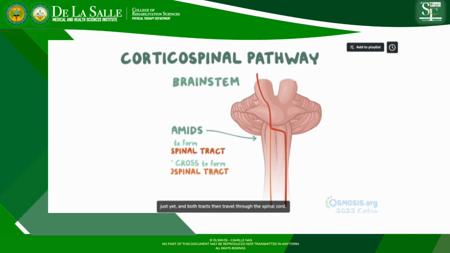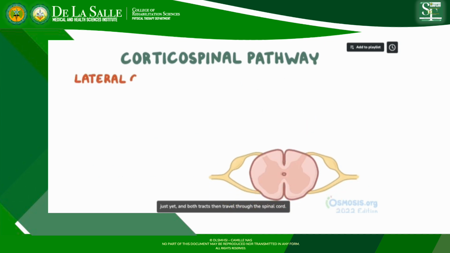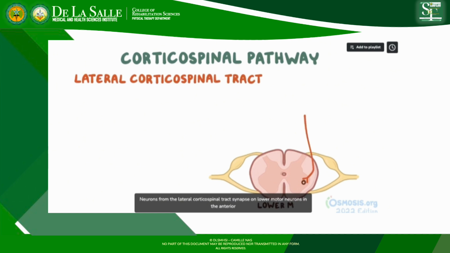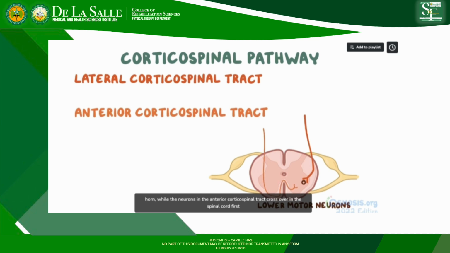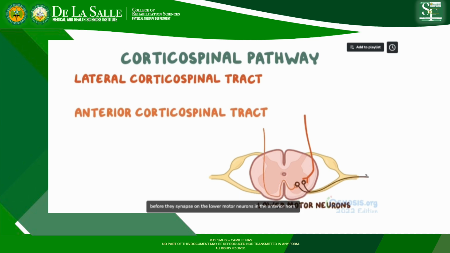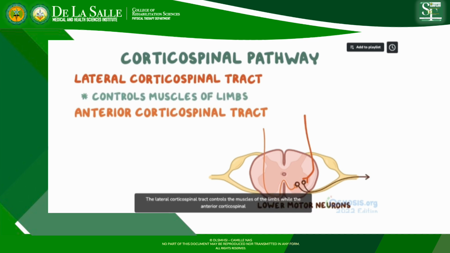Neurons from the lateral corticospinal tract synapse on lower motor neurons in the anterior horn, while the neurons in the anterior corticospinal tract cross over in the spinal cord first before they synapse on the lower motor neurons in the anterior horn. The lateral corticospinal tract controls the muscles of the limbs, while the anterior corticospinal tract controls those in the trunk.